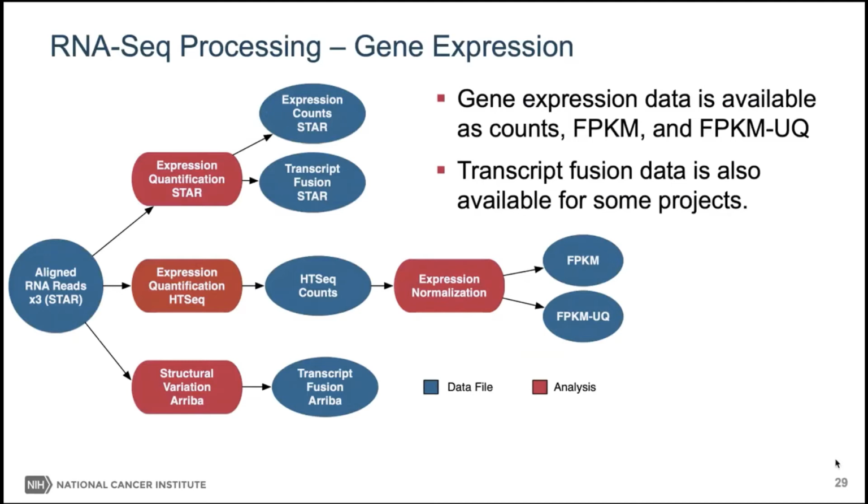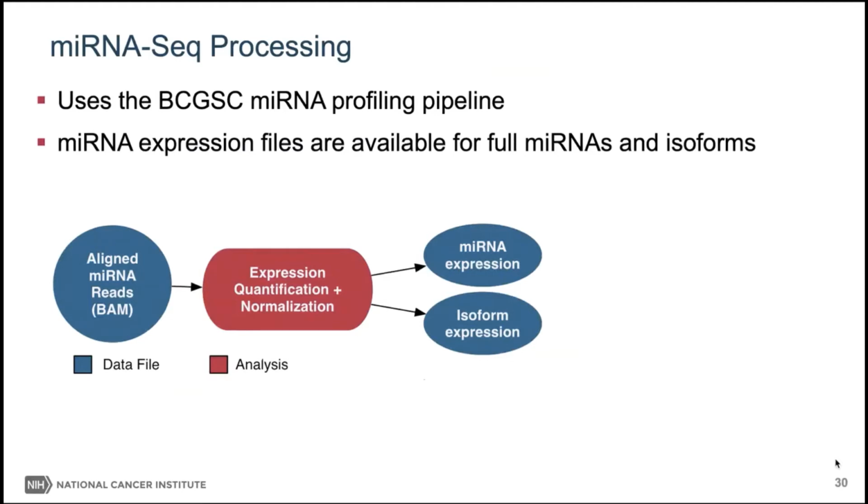In addition to gene expression, we do also have transcript fusion data available for some projects right now, and that transcript fusion data was generated using STAR-Fusion and Arriba. MicroRNA-seq processing is not as complicated as the ones I mentioned before. It uses the BCGSC microRNA profiling pipeline and makes, in addition to the alignment, the microRNA expression file available for both full microRNAs and for isoforms. So those can all be filtered down using the faceted search on the portal.